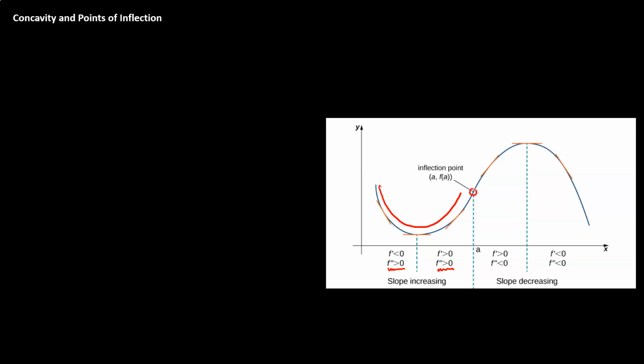And then we hit something called an inflection point. This essentially is that critical point that we keep finding that doesn't give us a max or a min. This inflection point is what switches us from a concave up function to a concave down function. To the right of that inflection point, the second derivative is negative, meaning we're concave down.